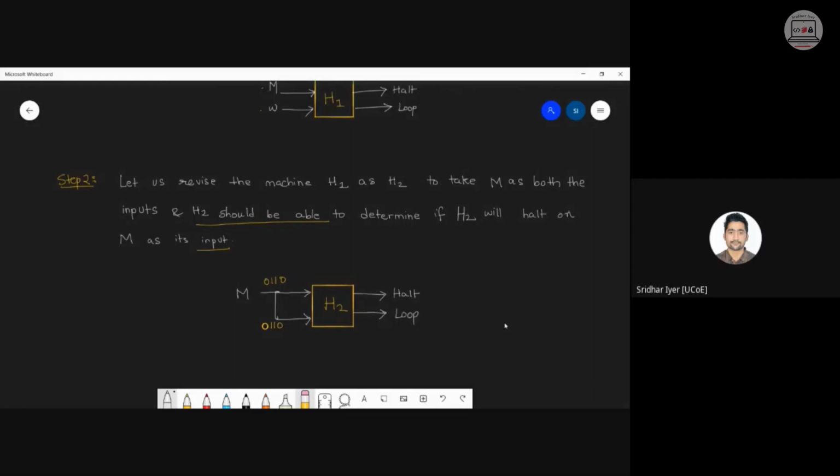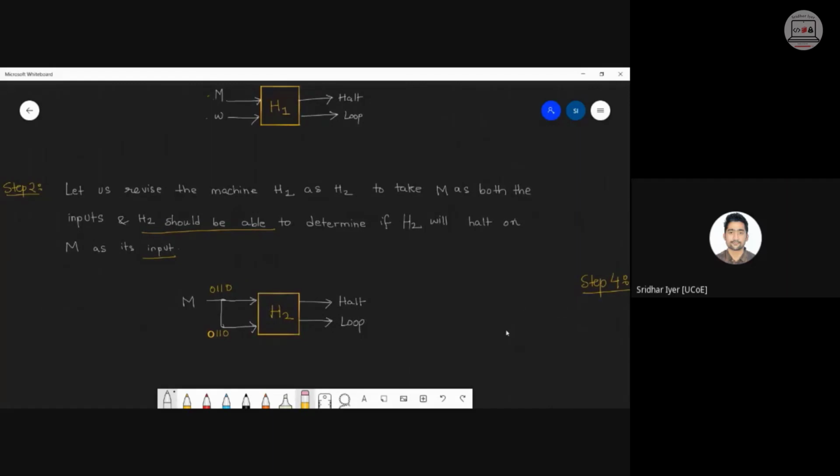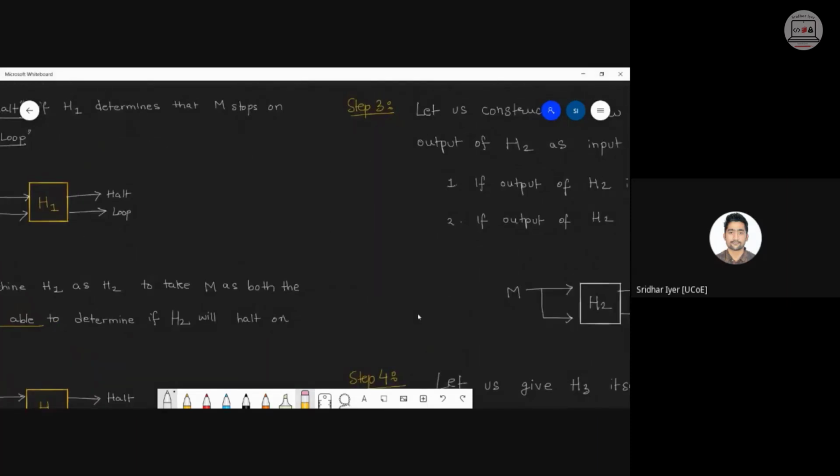There are four steps total. We have completed two steps. Come on, let me know if this is clear. The first two steps. Yes or no? Okay, clear.